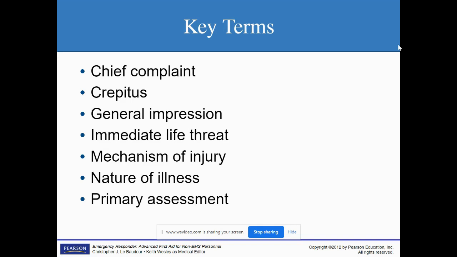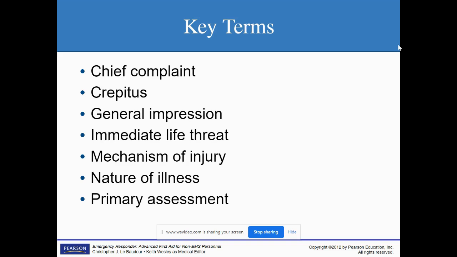That's the one thing that is causing the ill or injured person pain or discomfort, and the reason help was called for. Crepitus. Most of us probably did not know what that was, and that's a peculiar crackling or grating feeling or sound under the skin or joints. General impression, important to know for the assessment. A quick assessment of the seriousness of the situation performed upon arrival at the scene.